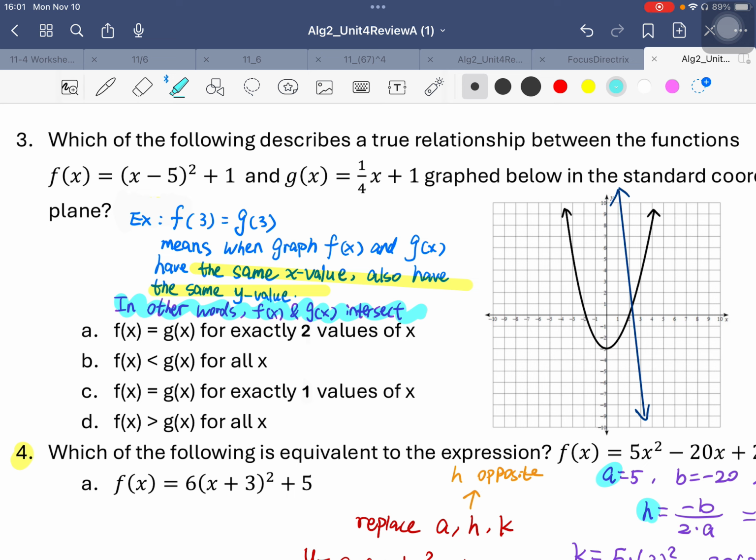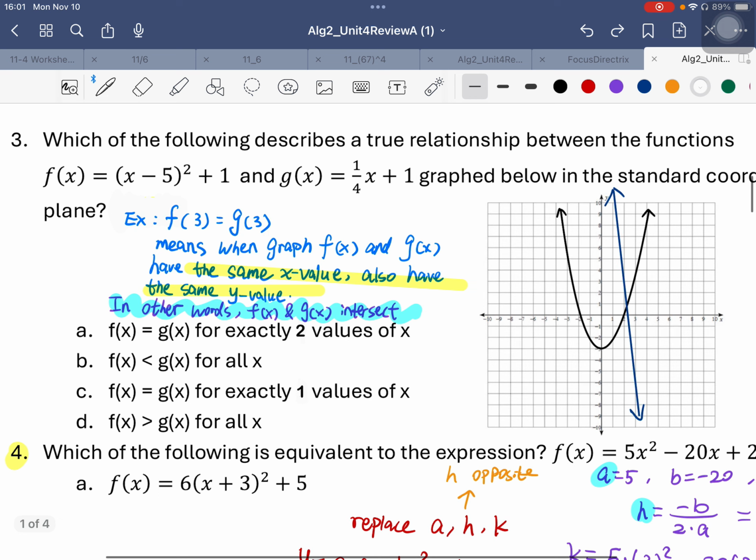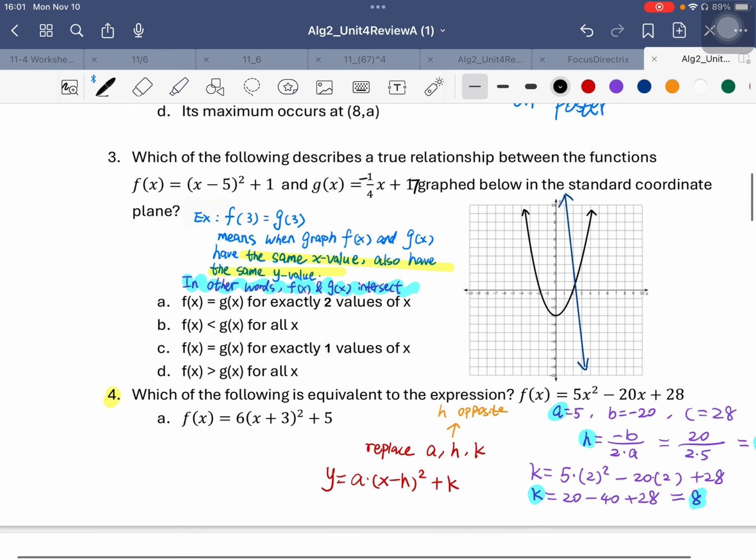For this graph, don't worry about this. This should be negative. This is negative 1/4 and plus 17. Then that's correct. Just don't worry about the lines. Just look at the graph and find how many intersections they have.